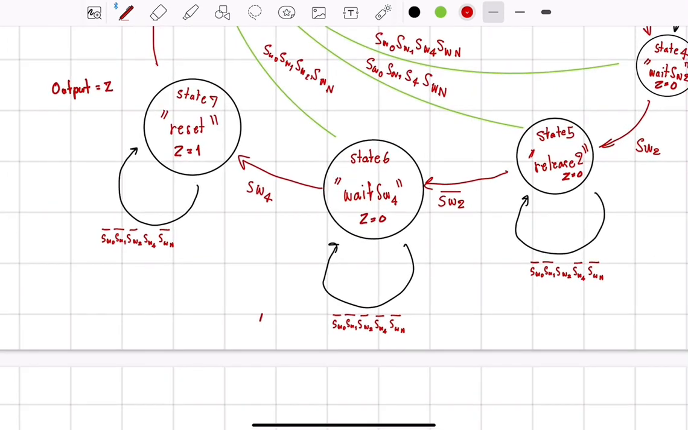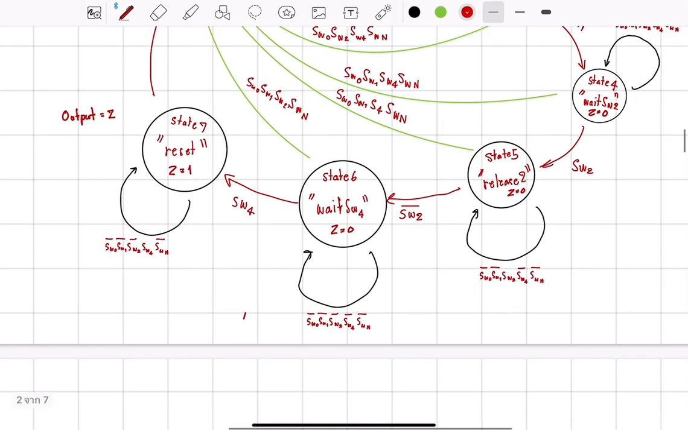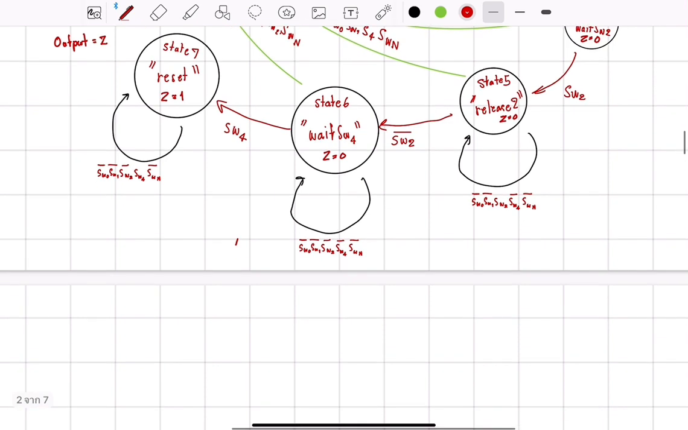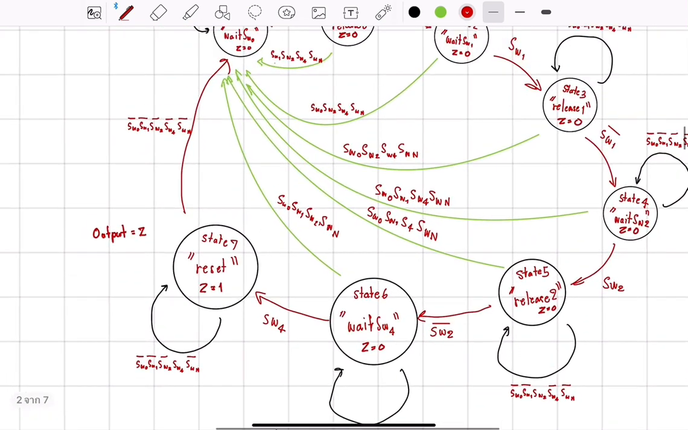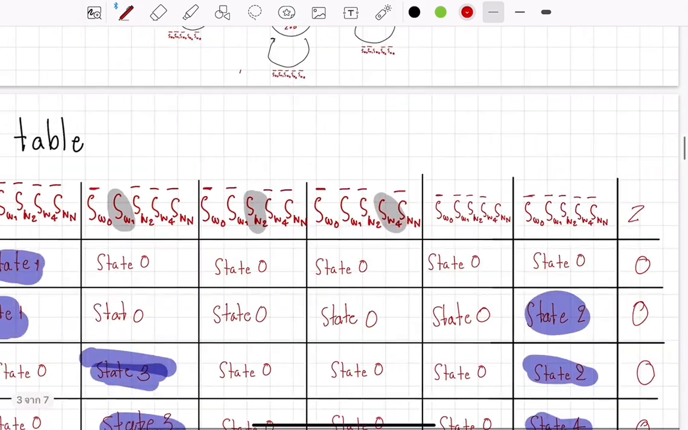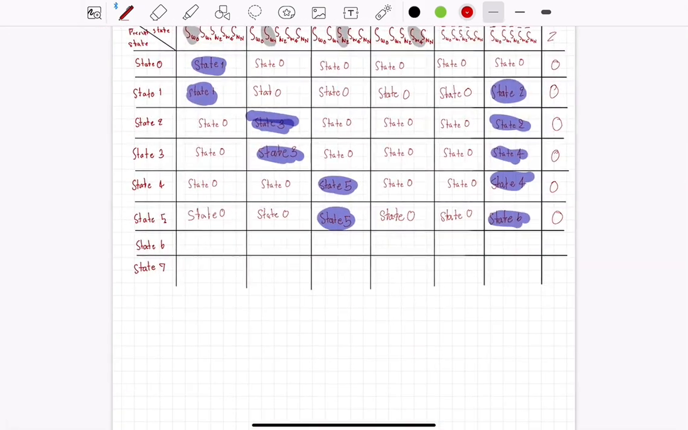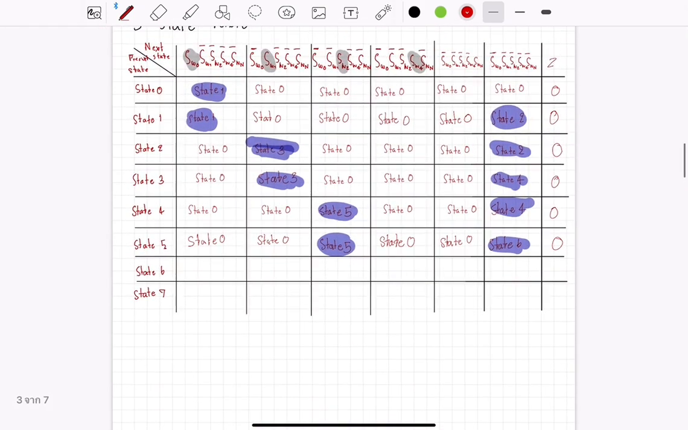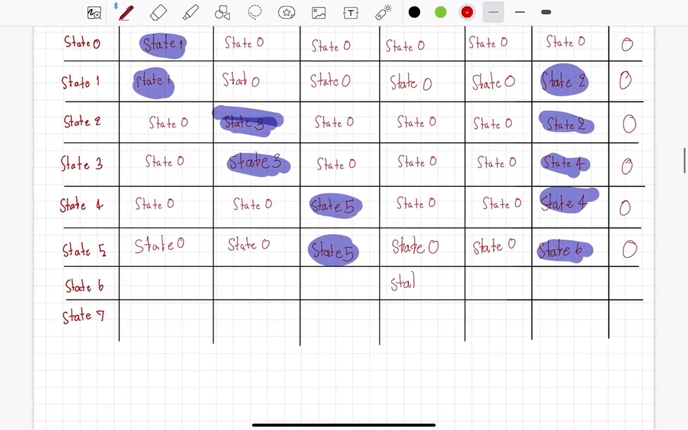When I put switch 4, it goes to state 7. When I don't put any switch, it's working again in state 6. And when I put switch 0, switch 1, switch 2, switch n, it goes to state 0. Looking state 6. When I push switch 4, it goes to state 7. I don't push any switch, it is leaving state 6. And state 0. Reset. It's not switch 4.